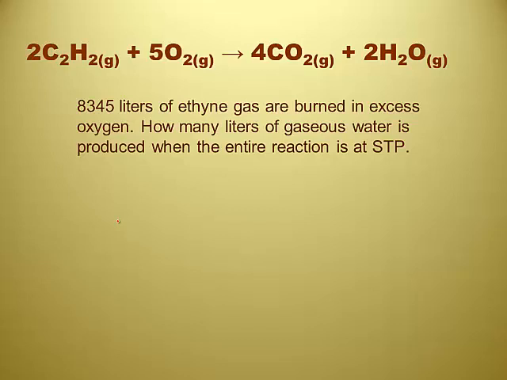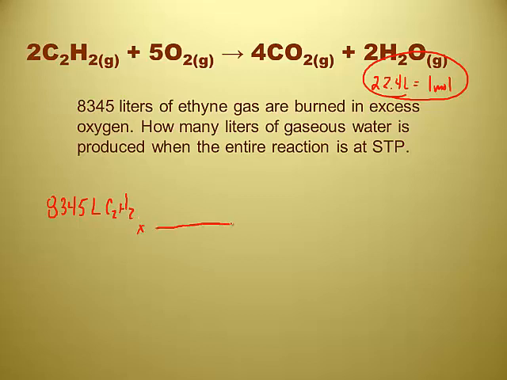Ooh, it's at STP. That's going to give us a nice shortcut. I don't have to use PV=nRT here. I could say that 22.4 liters is equal to 1 mole of any gas. And since they're all gases, we're going from gas to gas, I can just do regular stoichiometry. So 8,345 liters of C2H2. I'll change that to moles using 22.4 liters as 1 mole.